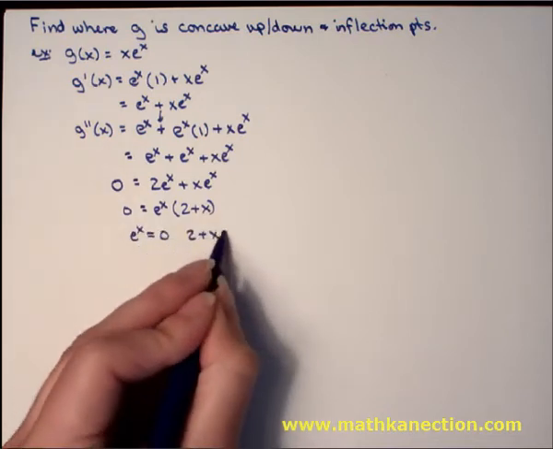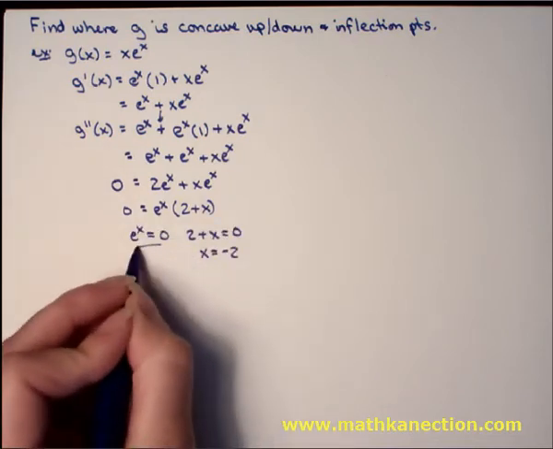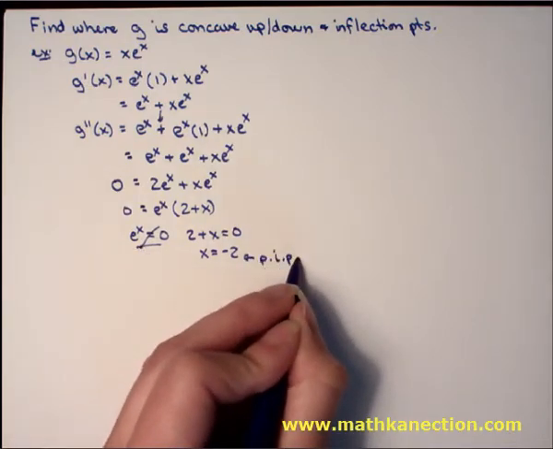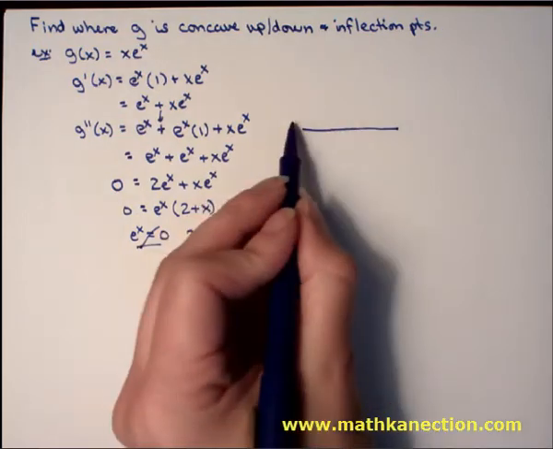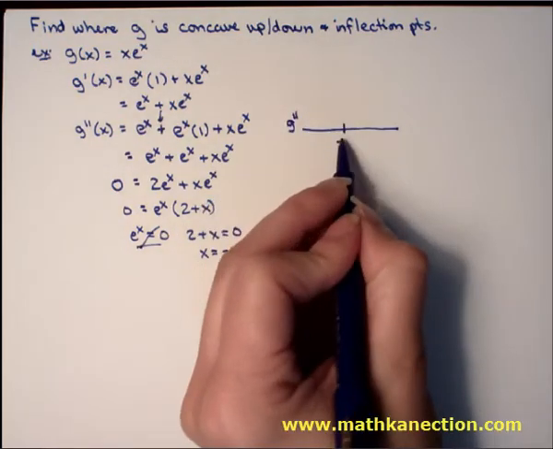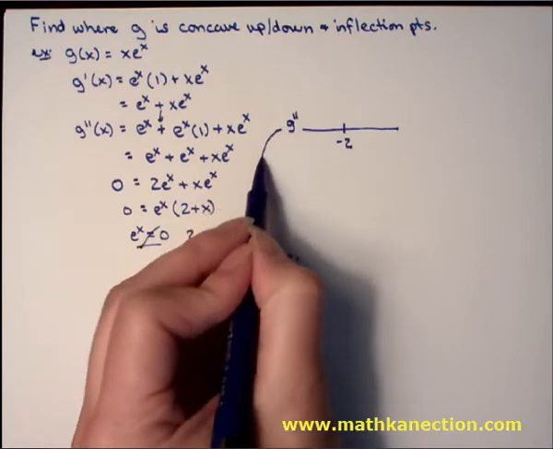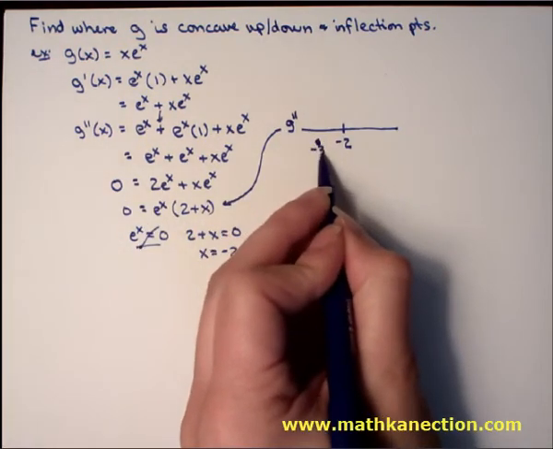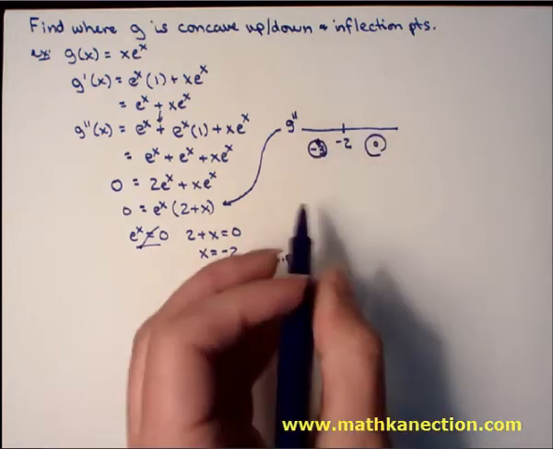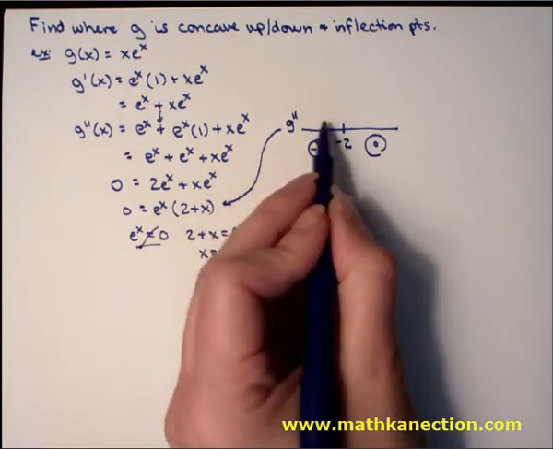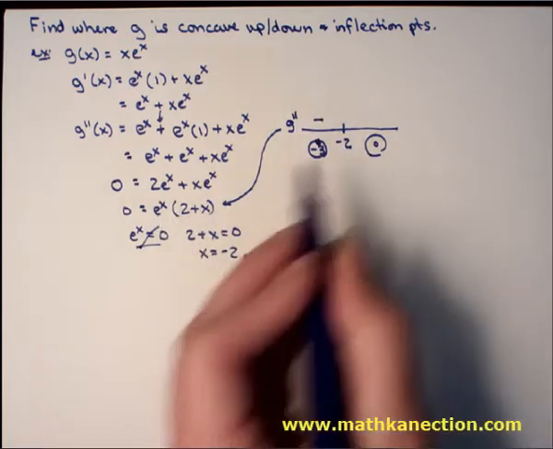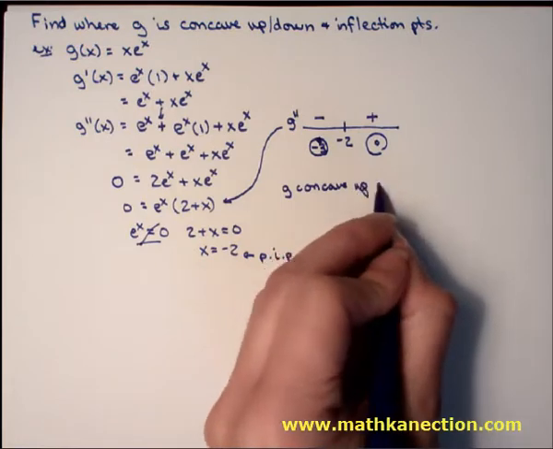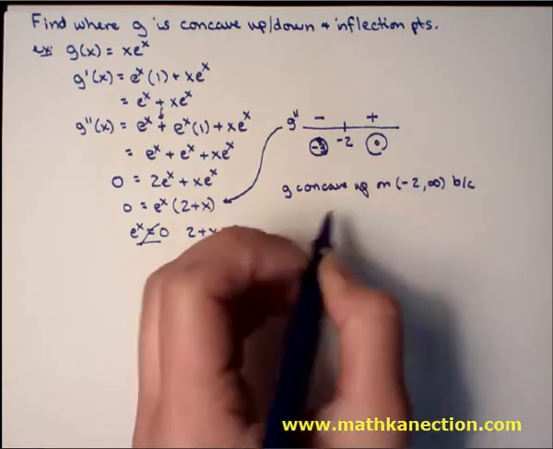Setting each factor equal to 0, we get a possible inflection point of x is equal to negative 2, and no inflection point from e to the x equal to 0. So your possible inflection point goes on your g double prime number line, picking a test number before and after negative 2, and substituting that into g double prime. Using the test numbers of negative 3 and 0, negative 3 in the second derivative gives negative, and putting 0 in gives positive.